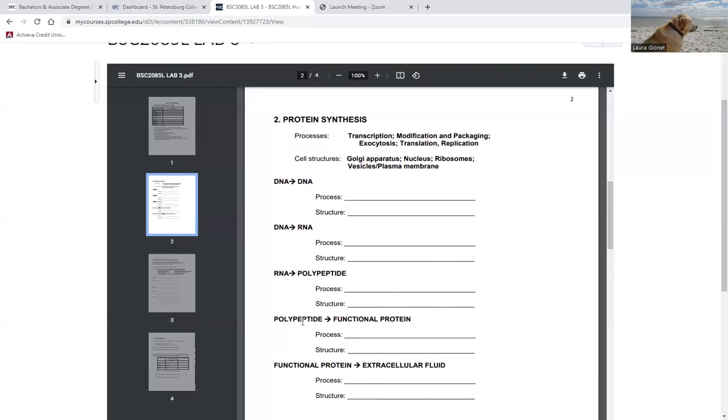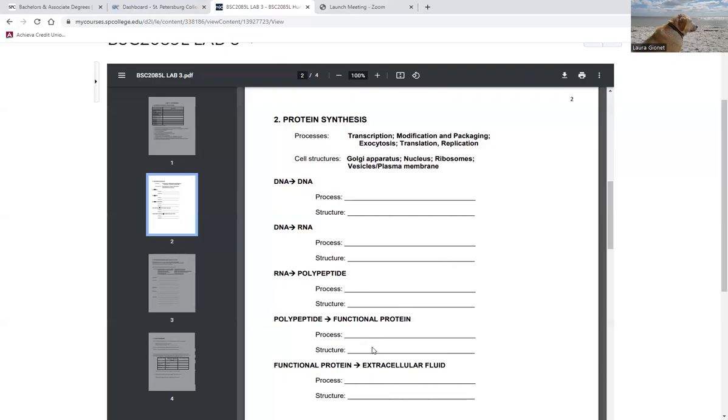Well, now we have that polypeptide, and how do we convert that into the functional protein? Because remember, we often have to go from a primary to a secondary to a tertiary, and even maybe a quaternary structure, all held together by these hydrogen bonds that maintain those fancy shapes, and that's what gives it specific functions. So that process is called modification and packaging, and the structure is the Golgi apparatus or the Golgi body.